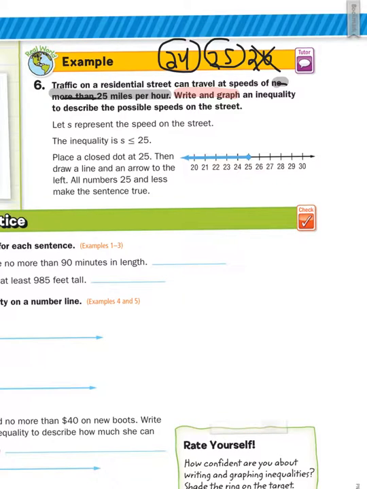So here's my inequality. The speed, if I use S, can be less than or equal to 25 miles per hour. So that is my inequality. Now when I graph it, notice here, I have a less than sign, so I go to the less than side of the arrow. That looks just like this sign. And since it's less than or equal to, I do a closed circle. So that would be my graph that shows S is less than or equal to 25.